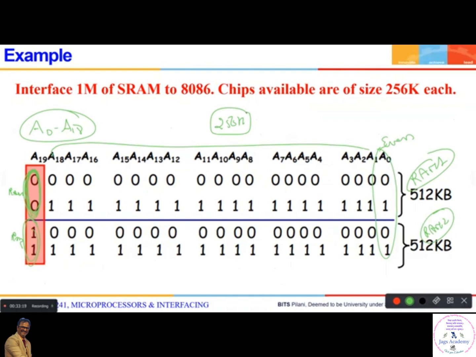Because A0, you can take A0 to A17, but A0 is going for your even and odd selection. In that case, you can use the remaining lines, A1 to A18. You have that option. Understood. The remaining line is going for your decoder logic.